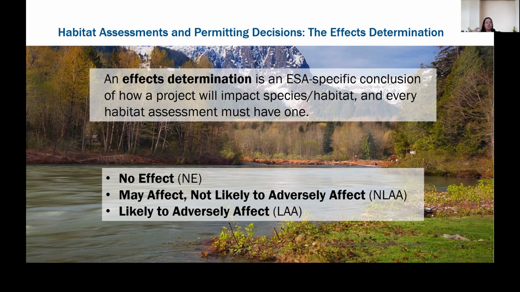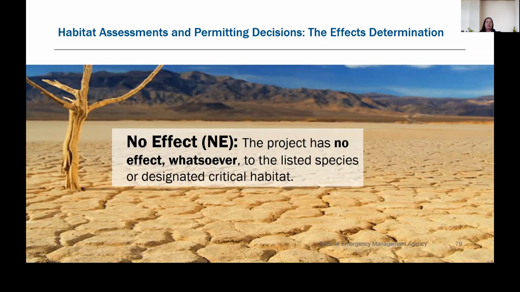And the effects determination comes in 3 types. We've got no effect, an NE, may affect, not likely to adversely affect, we usually say NLAA, and then likely to adversely affect. Let's break those down a little bit. So no effect means it. That means no effect whatsoever. So even a project that has beneficial effects cannot be a no effect. No effect is you're a million miles from a river, you don't know what a salmon is, you're nowhere near it. So no effect means it.